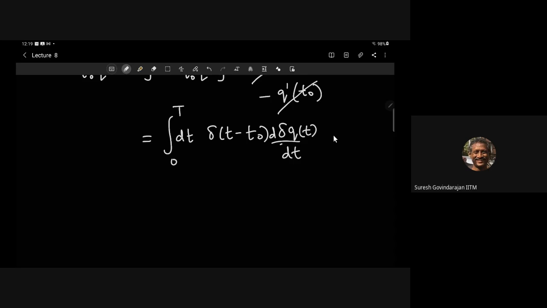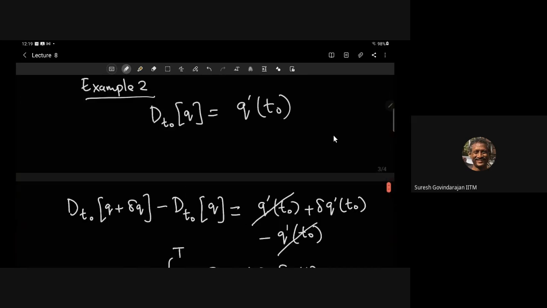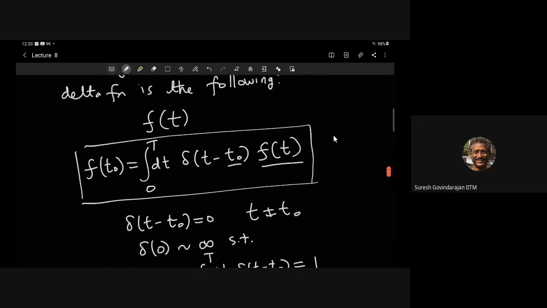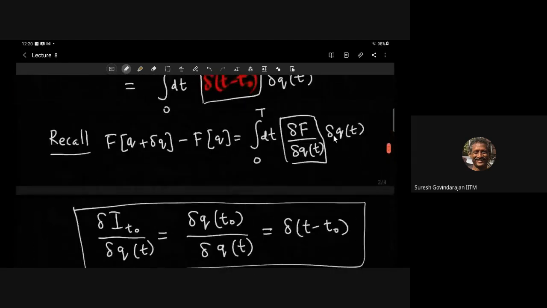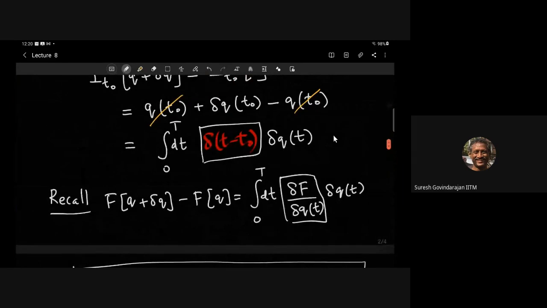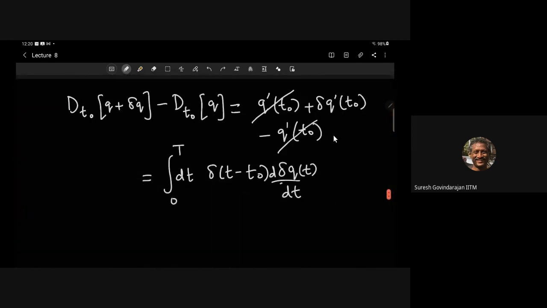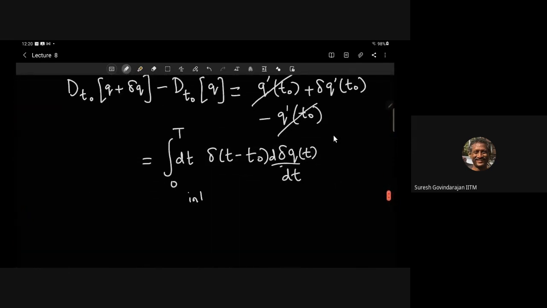Okay, but now we have a problem. What is the problem? Let's come back here. We want to write it as an integral with delta q of t. This is what we want, but that's not what we have. So what we will do is integrate by parts. Okay, so now integrate by parts.